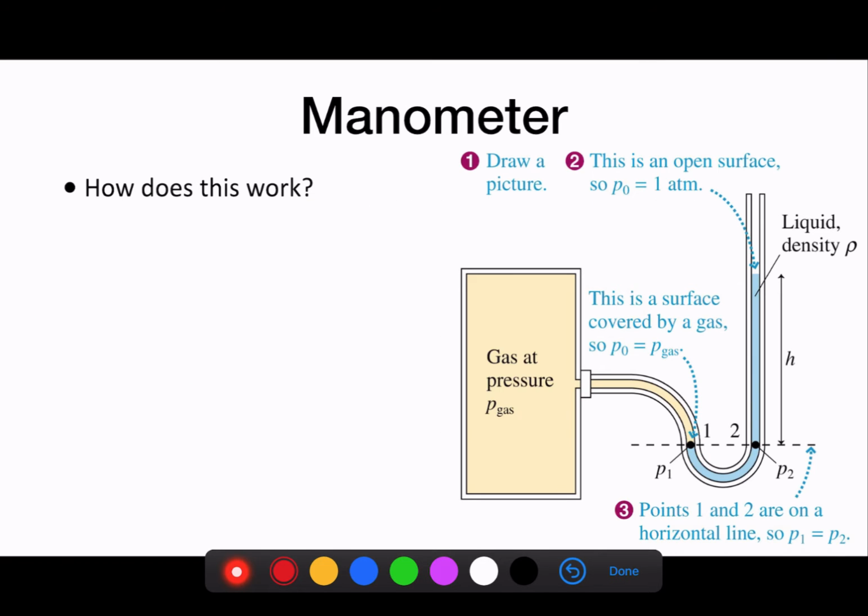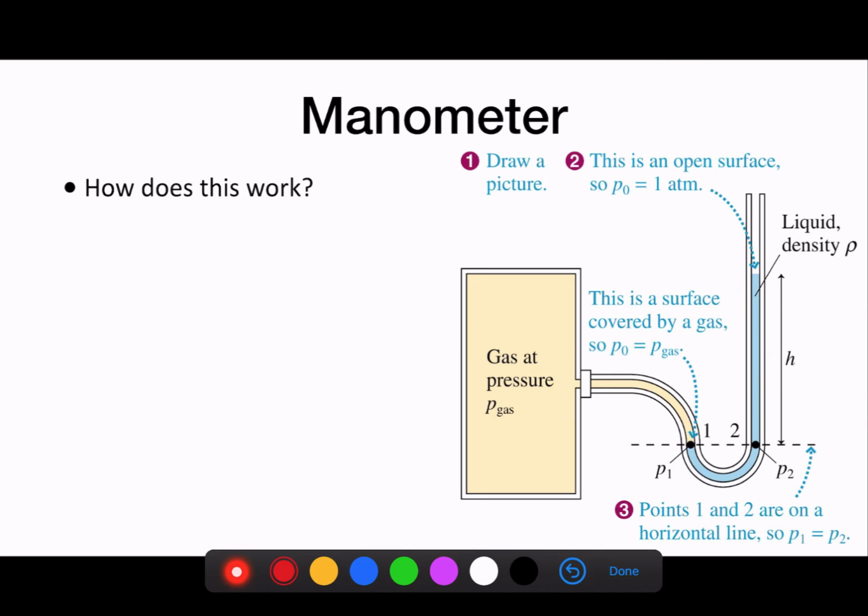Now let's take a look at some measuring devices for measuring pressure. The first one we'll go through and examine is known as a manometer. This device has a box of gas at some pressure, and connected to this box is a U-shaped tube with some liquid inside of it. Now, this tube is open to the air on one end and connected directly to the gas under pressure inside the box at the other end. If we look at points 1 and 2, they're along a horizontal line, so we know that those two pressures must be equal to each other.